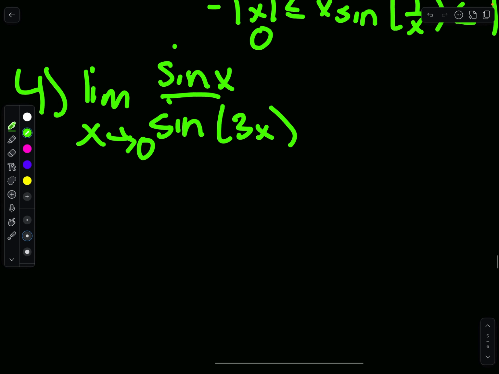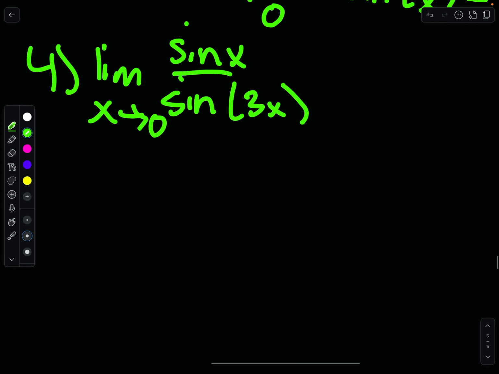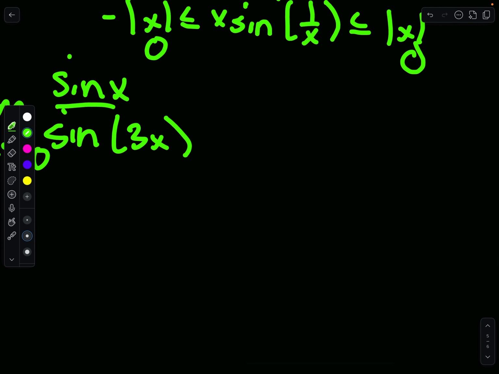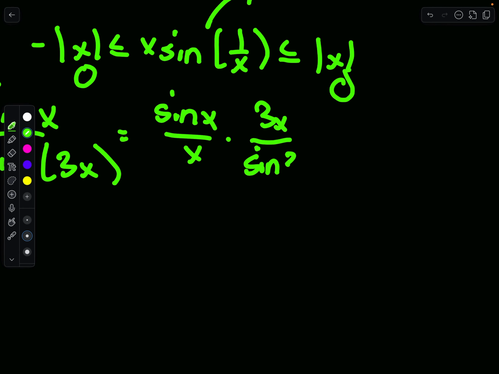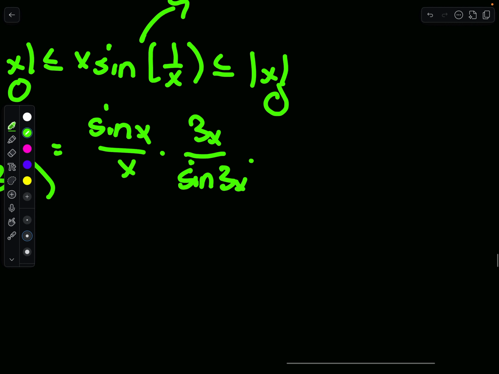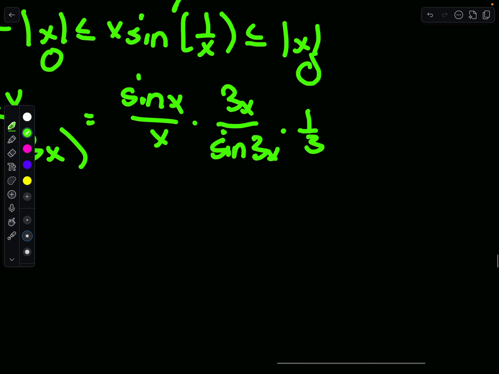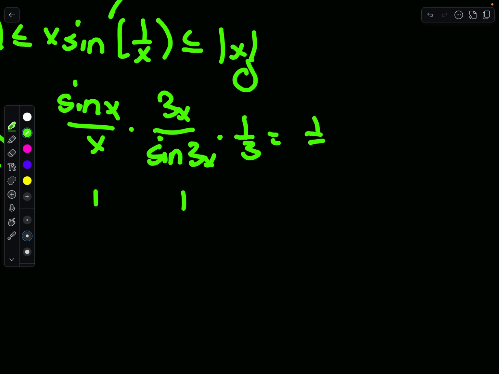And for the last one, you can rewrite this as sine x over x times 3x over sine 3x times 1/3. This goes to 1, this goes to 1, and you are left with 1/3.